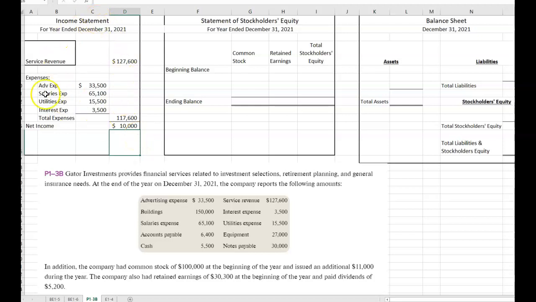So we've completed our income statement. And these accounts can only be used once. So once you use them once, you're not going to use them again. And the other thing I want to point out to you is preparing financial statements, there's a definite order to preparing them. You must start with the income statement, do the statement of stockholders' equity next, and do the balance sheet last.